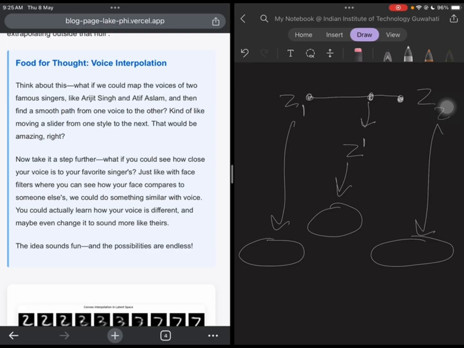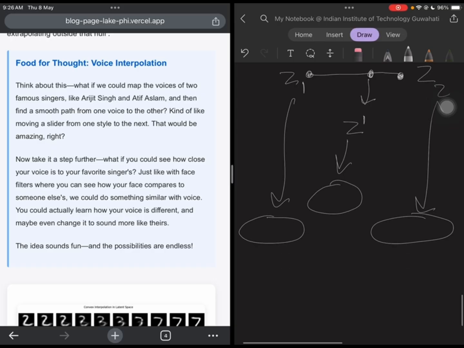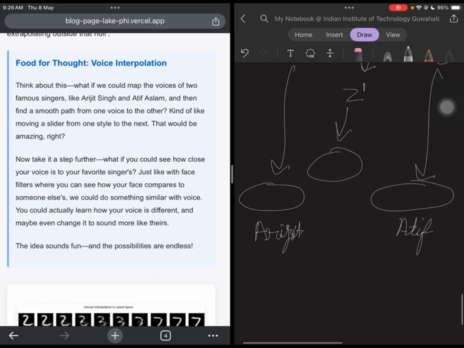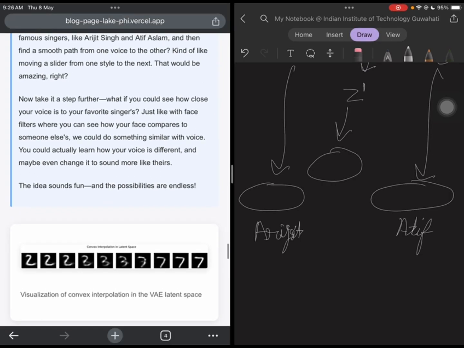What I was thinking is just my idea; I don't have enough data to train on. Suppose you have two singers, Arijit Singh and Atif Aslam. Map their voices to Z1 and Z2. Now take a point in between, reconstruct it, and see how the voice translates from Arijit's point to Atif Aslam's point. You can do it using your own audio with your favorite singer's audio and see the differences. You can work on that and modulate your voice. The possibilities are endless.